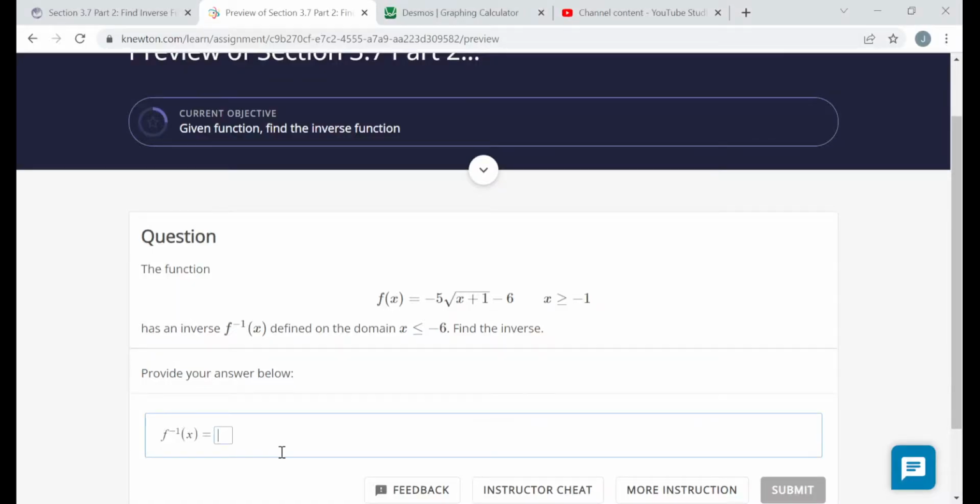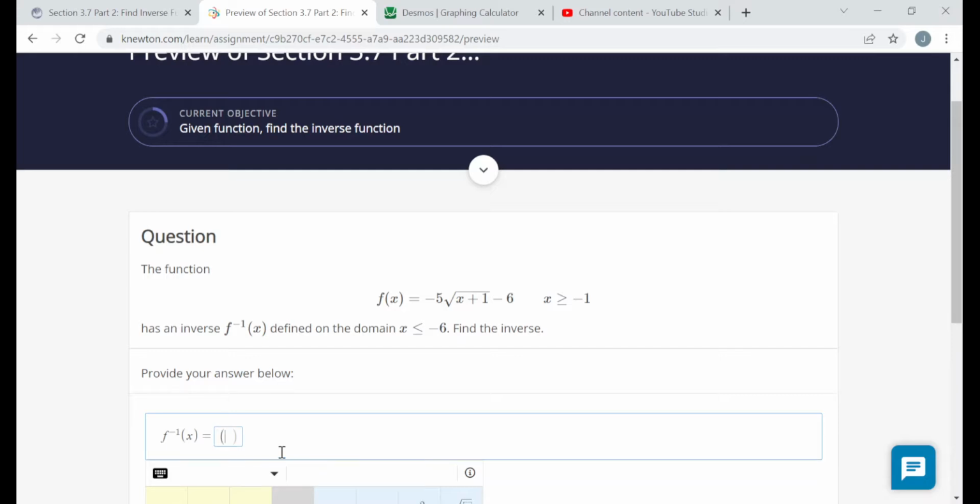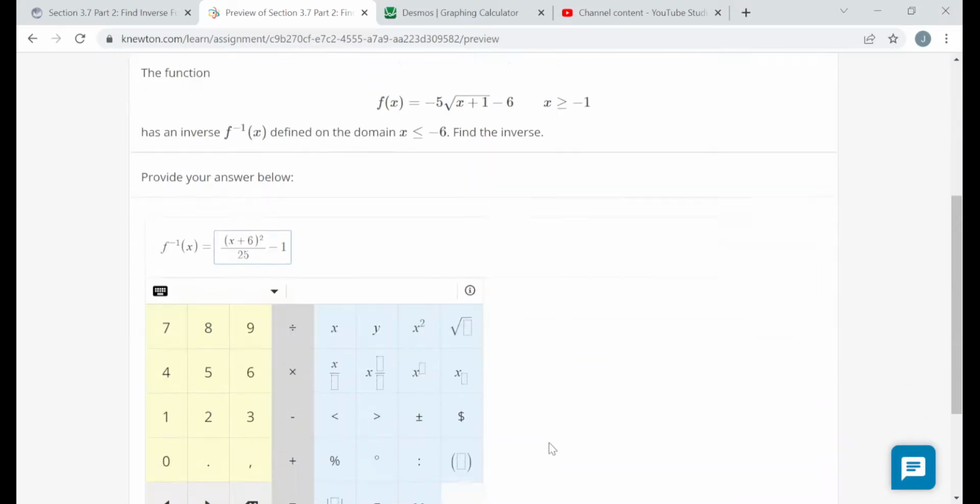So F inverse. And again, if you want to verify that, look at the graphs on a graphing calculator, on Desmos, whatever, and restrict the domain to values of X less than or equal to 6, and you'll see that the graphs are reflections across the line Y equals X. They are inverses. Or you could compose them, do one composed with the other and see if you get just X back. That was another test, right? So X plus 6 quantity squared, and then divided by 25, and then after that, plus -1. That should be good.